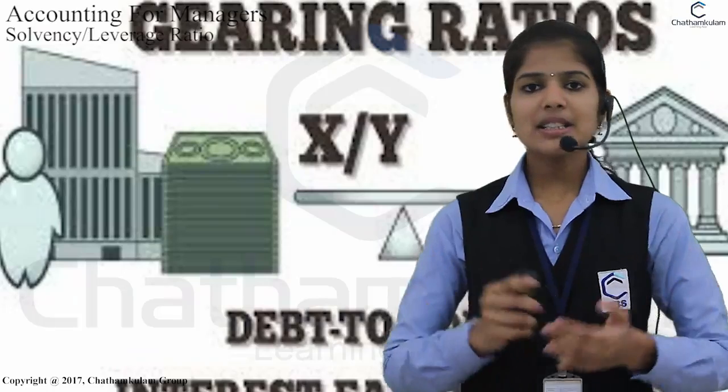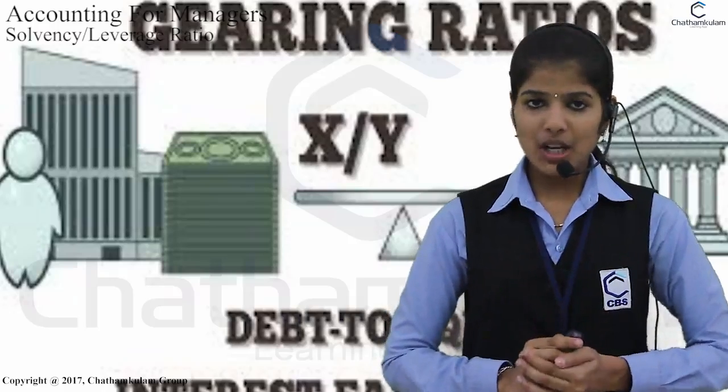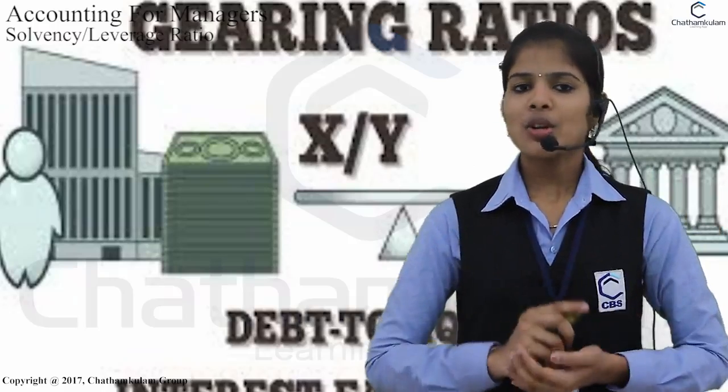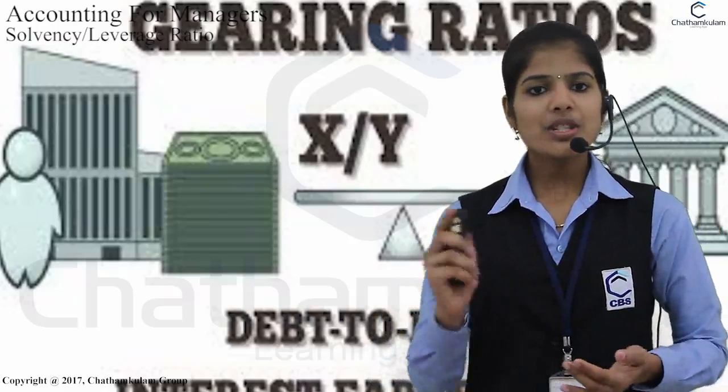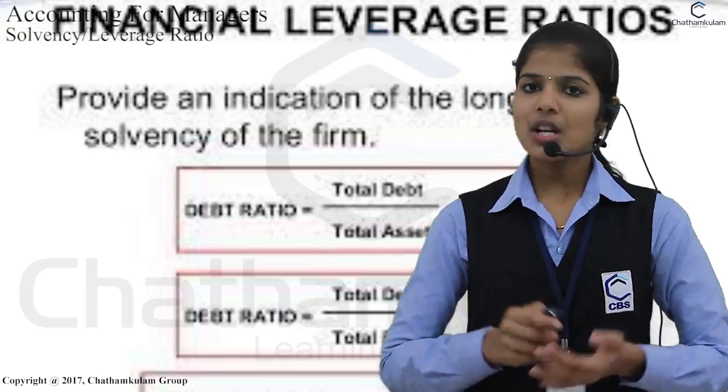Next, the capital gearing ratio. This ratio establishes the relationship between fixed interest bearing securities and the equity shares of a company. The capital gearing ratio is calculated by fixed interest bearing securities divided by equity shareholders' funds. Fixed interest bearing securities carry with them a fixed rate of dividend or interest and include preference shares and debentures.